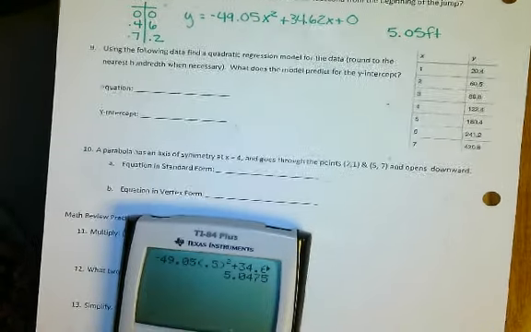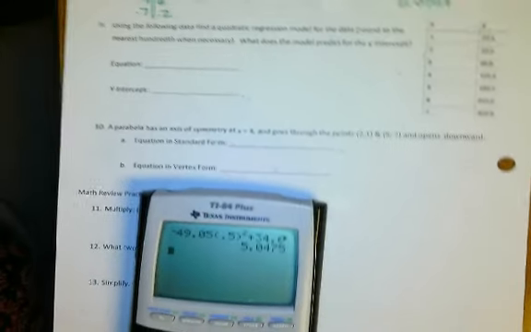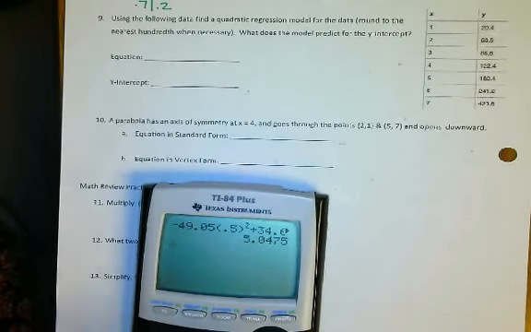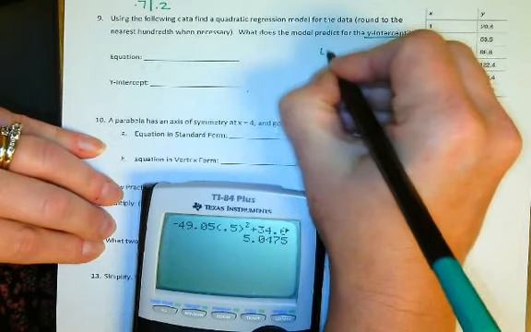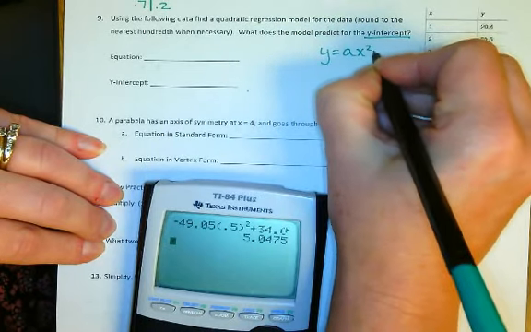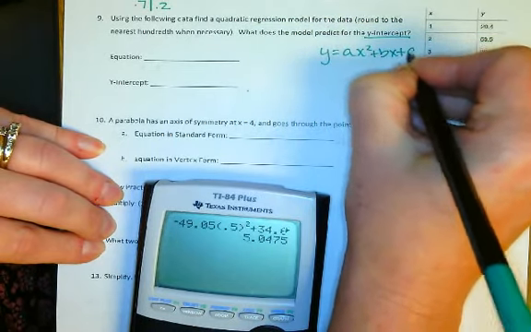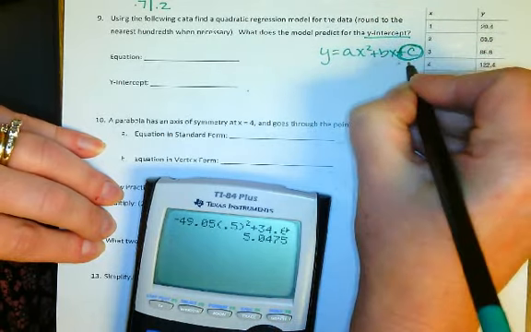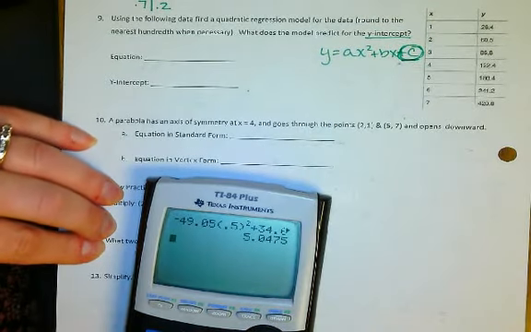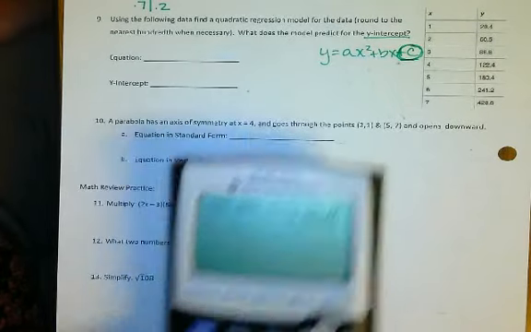Alright, on the next one it says, use the following data from a quadratic regression model for the data, round to the nearest hundredth when necessary. What does the model predict for the y-intercept? Now, for the y-intercept, it's important to remember that this is your y-intercept, that c value. So when you do your quad reg, that c value is your y-intercept.